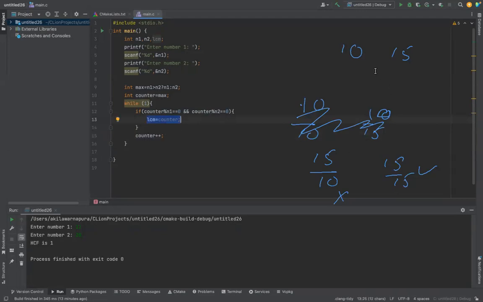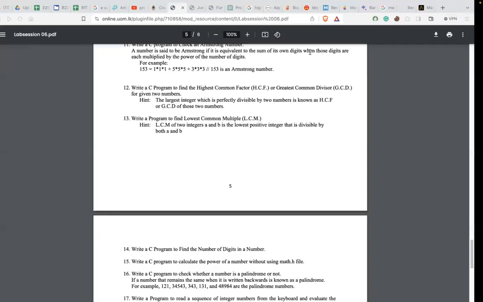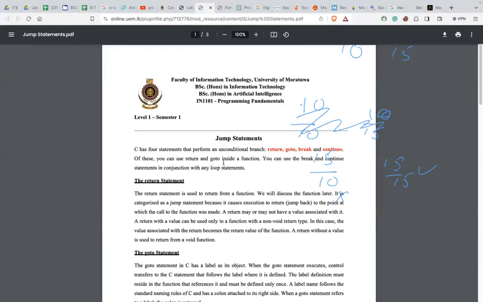Then do we need to go for 31, 32? Yes or no? Once you get 30, yes, it is divisible. Then LCM is 30. Then this is an infinite loop. Do we need to go for 31, 32 likewise? No point of going. Therefore, you need to terminate the loop. Terminating the loop can be done by the jump statement. Today's lab session is on the jump statement.